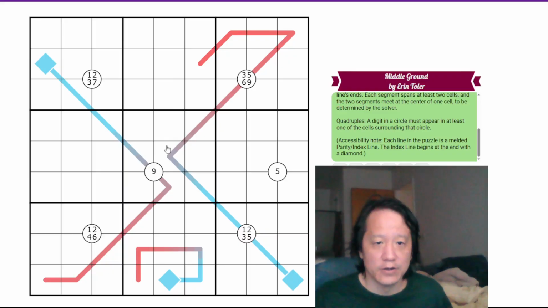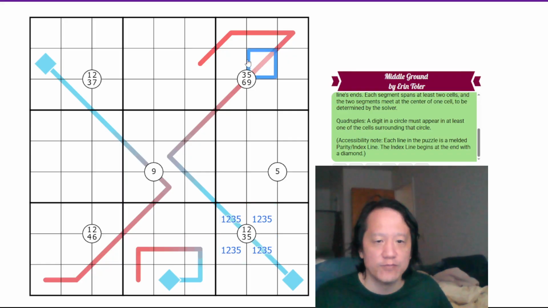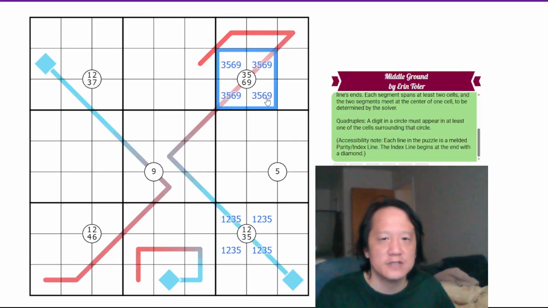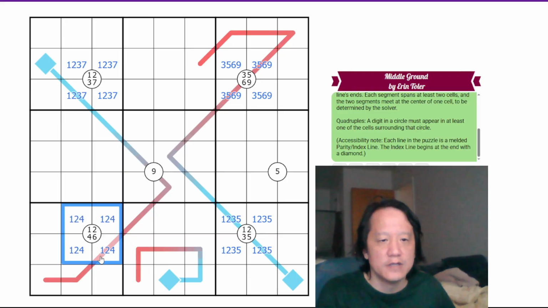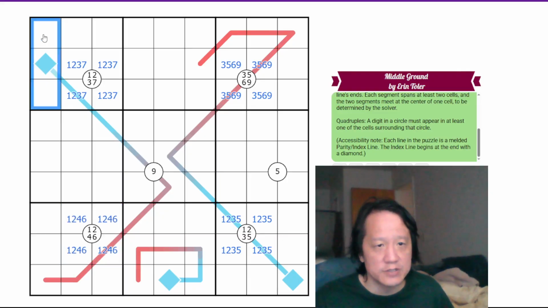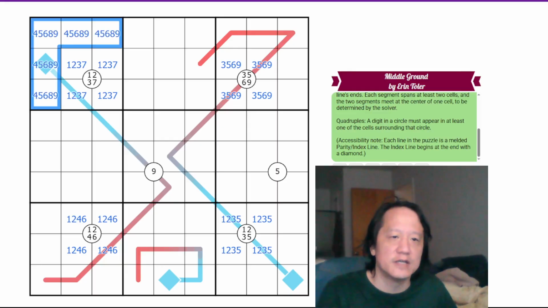Let's go. Okay, let's start with the quads where we have 4 digits. We know those 4 digits must appear around those quads. So we have 1, 2, 3, 5 here, 3, 5, 6, 9, 1, 2, 3, 7 here, and this is 1, 2, 4, 6. That means for the other digits, we know exactly what those digits have to be. It has to be 4, 5, 6, 8, 9 here.